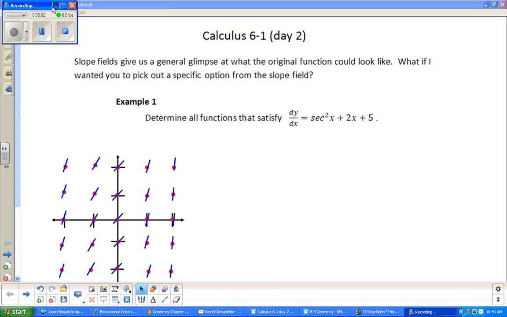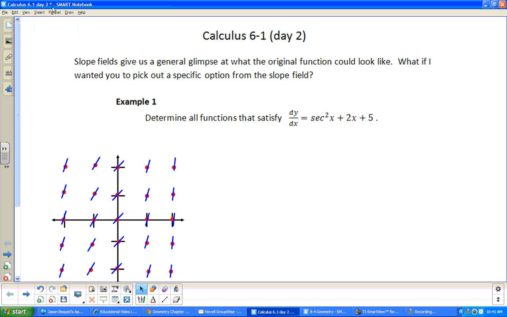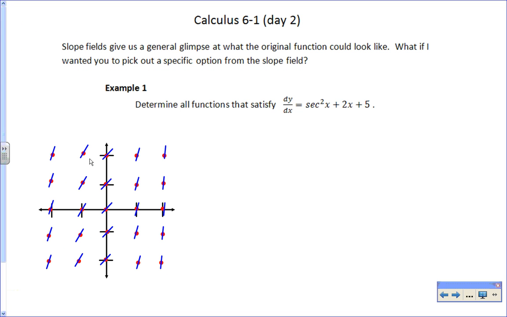Right, so day 2 of 6-1 for calculus, which is, again, slope fields. You may notice today's a little different already, in that I gave you the slope field, and now we're going to try to use that slope field to find out what the original would look like. And again, that's what slope fields are for. And then also, maybe we want a particular one. Okay? And so we take a look at this first one.